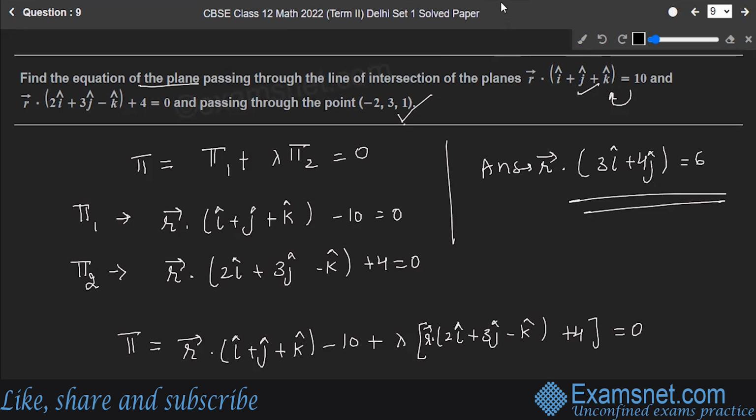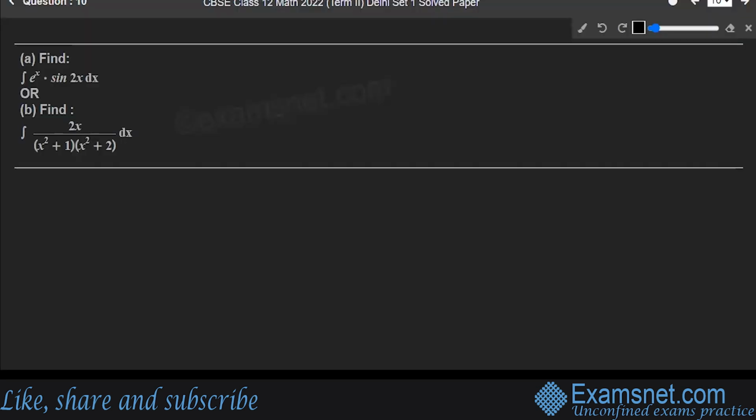That's it. Hope you have understood that. Let's move to the next question then. Question number 10. Now, this is again an in-choice question. You are given A and B parts. You can solve either of them.